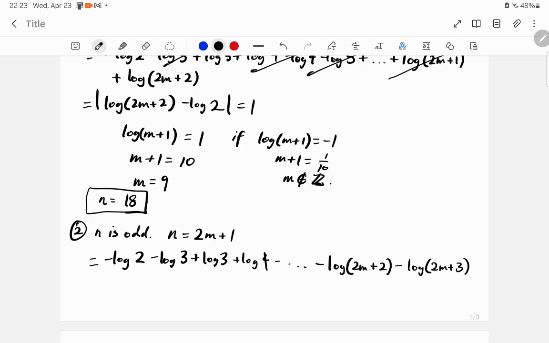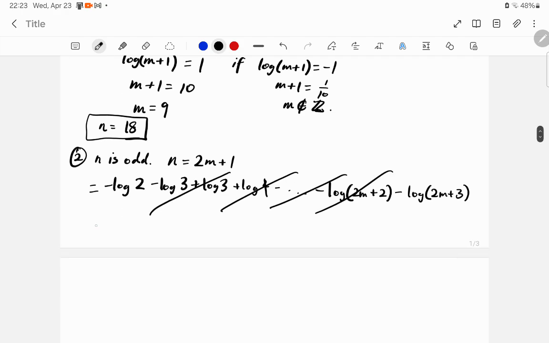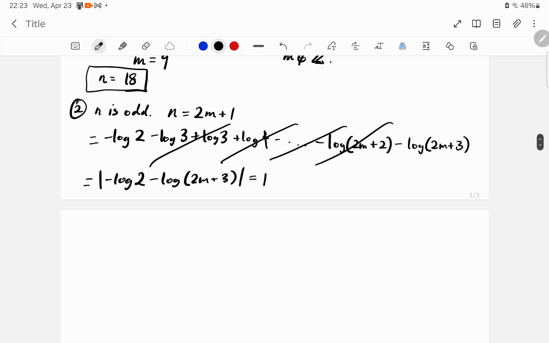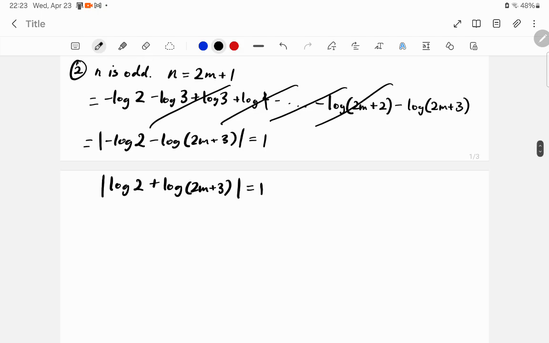So this series still telescopes, of course. Everything in the middle cancels out. And so we're just left with negative log 2 minus log of 2m plus 3. And we need the absolute value of this to be equal to 1. And so clearly I can just remove the negative signs because it is absolute value. And I have this is equal to 1. And I can combine these logs. I'll get log of 4m plus 6 is equal to 1.